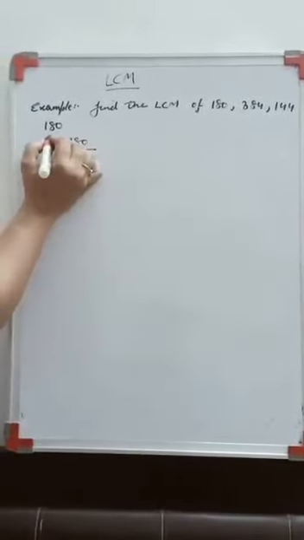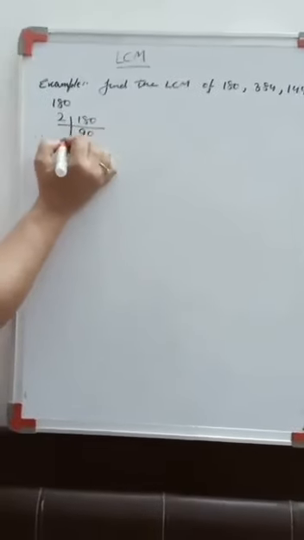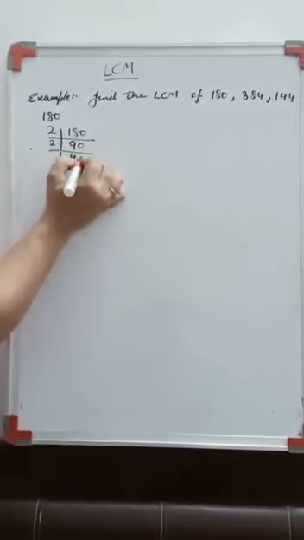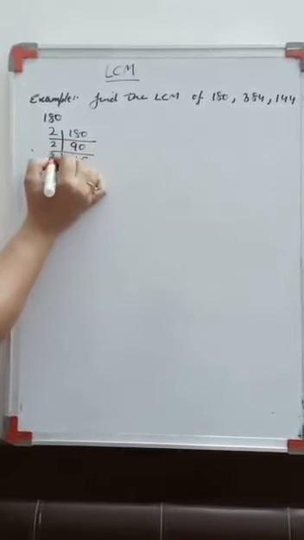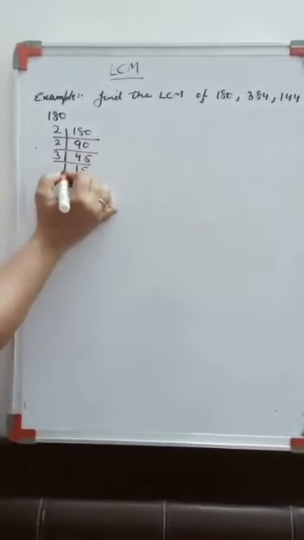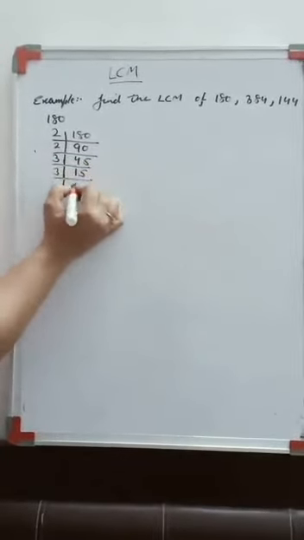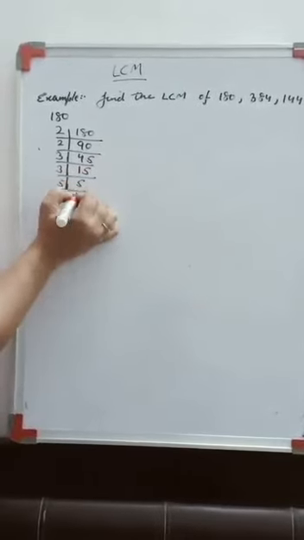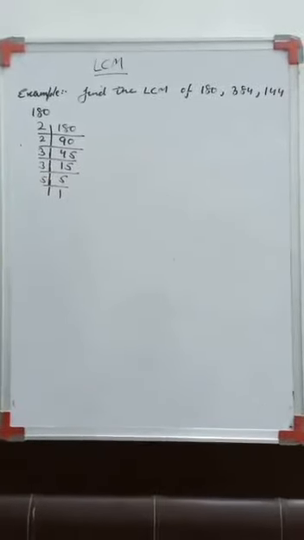First, 2 9s are 18, then 2 2s are 4, 2 5s are 10, right? Then 3, it will be 15; 3 5s are 15 and 5 1s are 5. This is the prime factorization of 180.